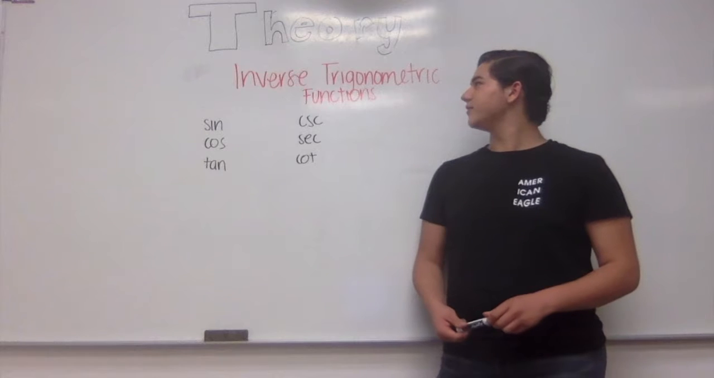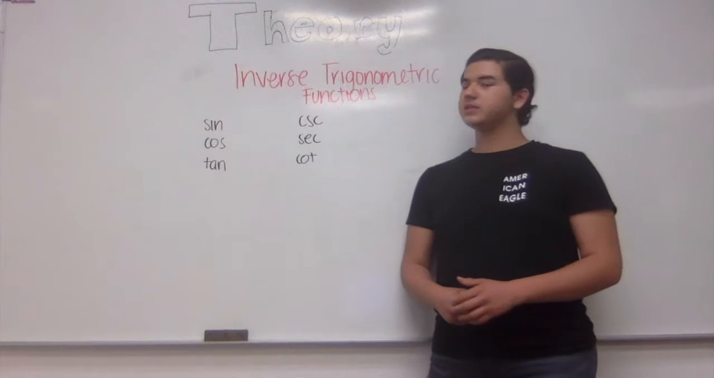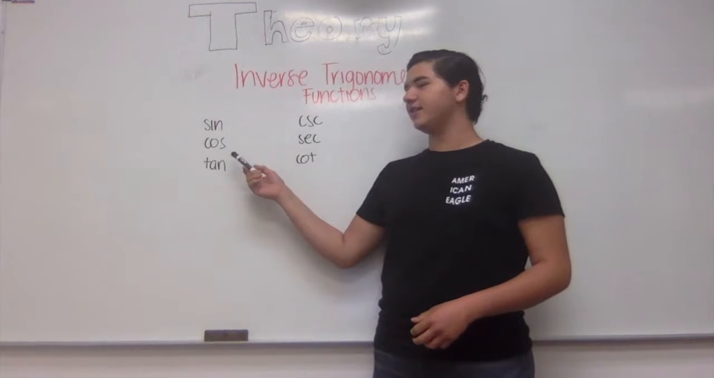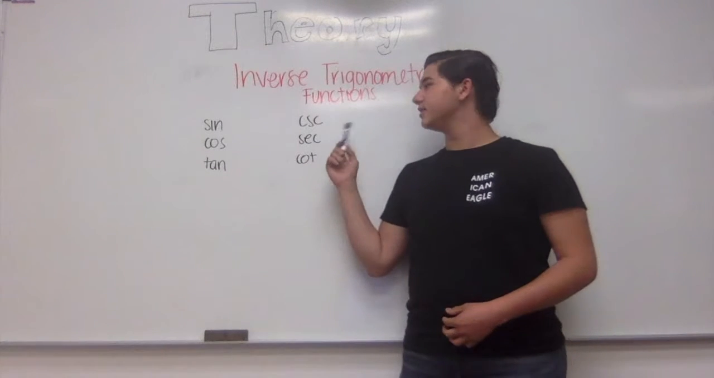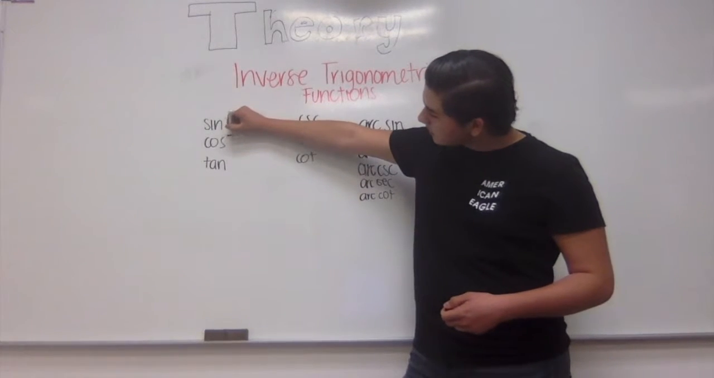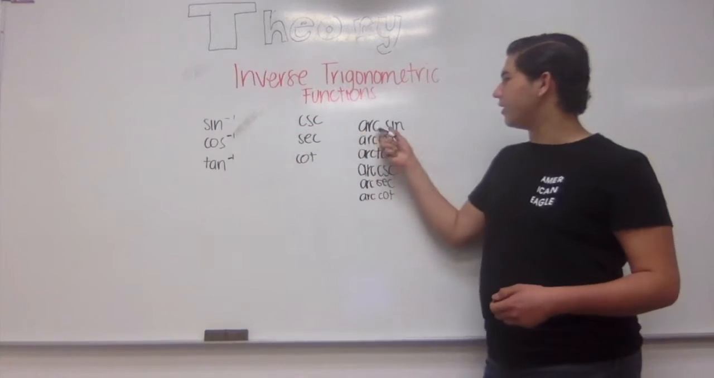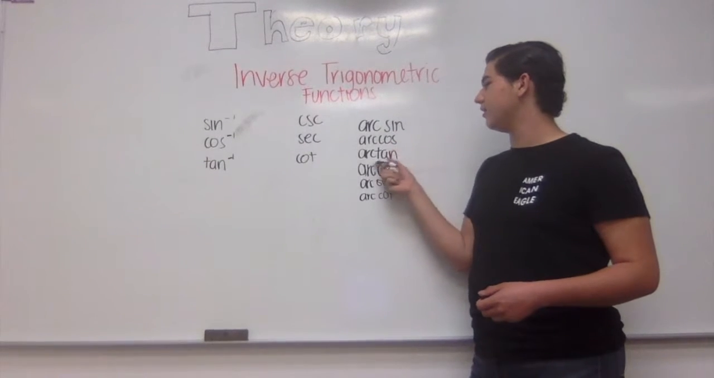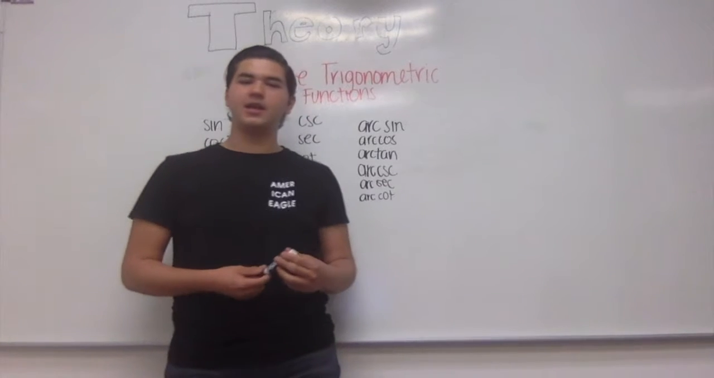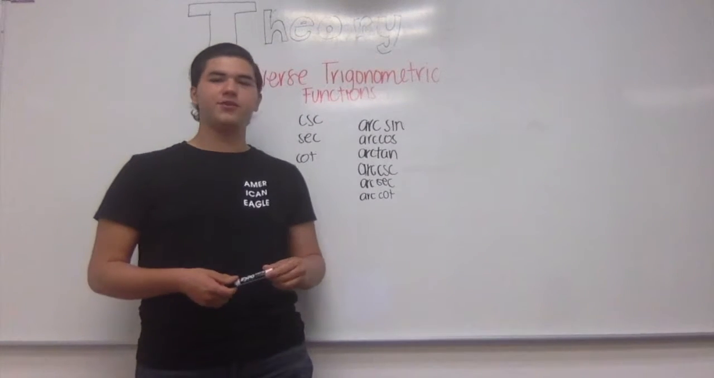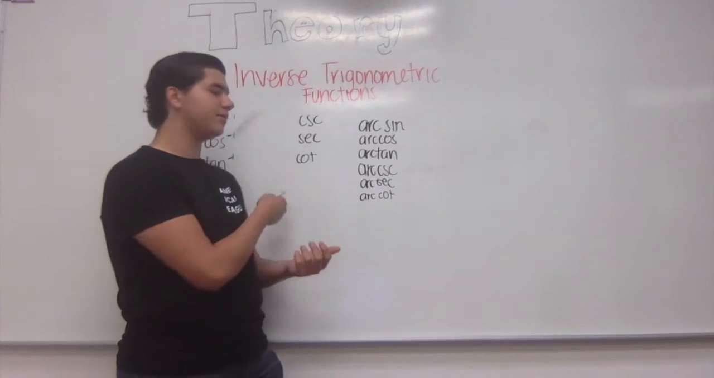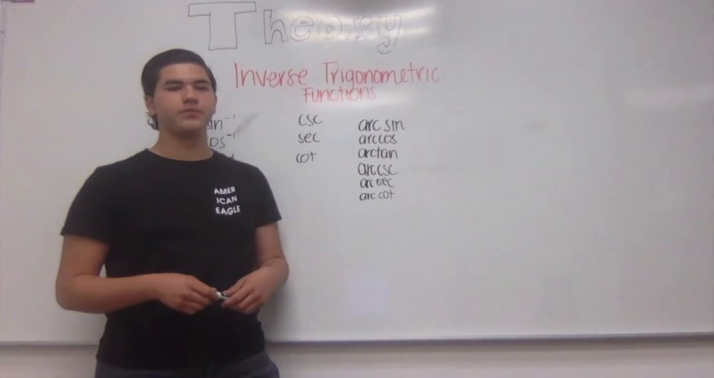The inverse trigonometric functions. They are the opposite of the normal trigonometric functions, which are sine, cosine, tangent, cosecant, secant, and cotangent. They are represented with a -1 on the top of them, or arcsine, arccosine, arctangent. Inverse trigonometric functions input side ratios and output angles. This means that if you know the trigonometric ratio but you don't know the angle, you can use these inverse functions to find that angle.